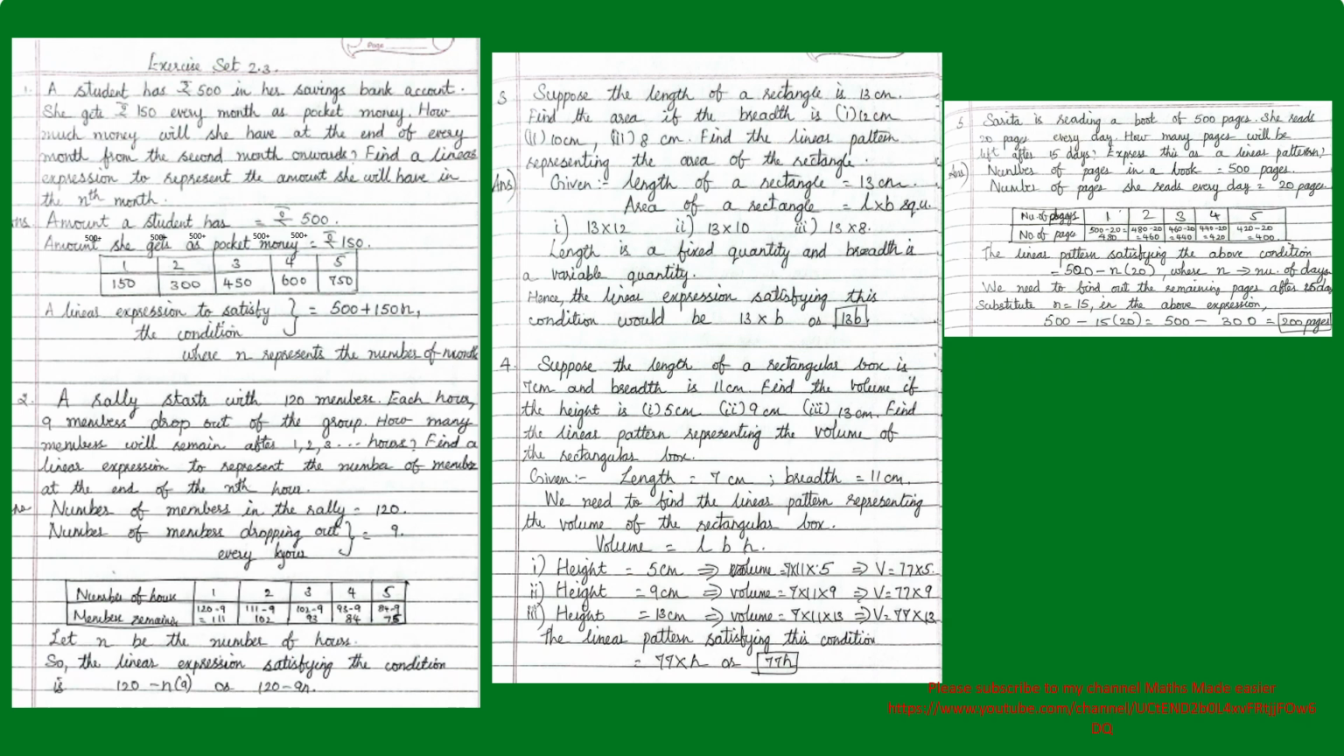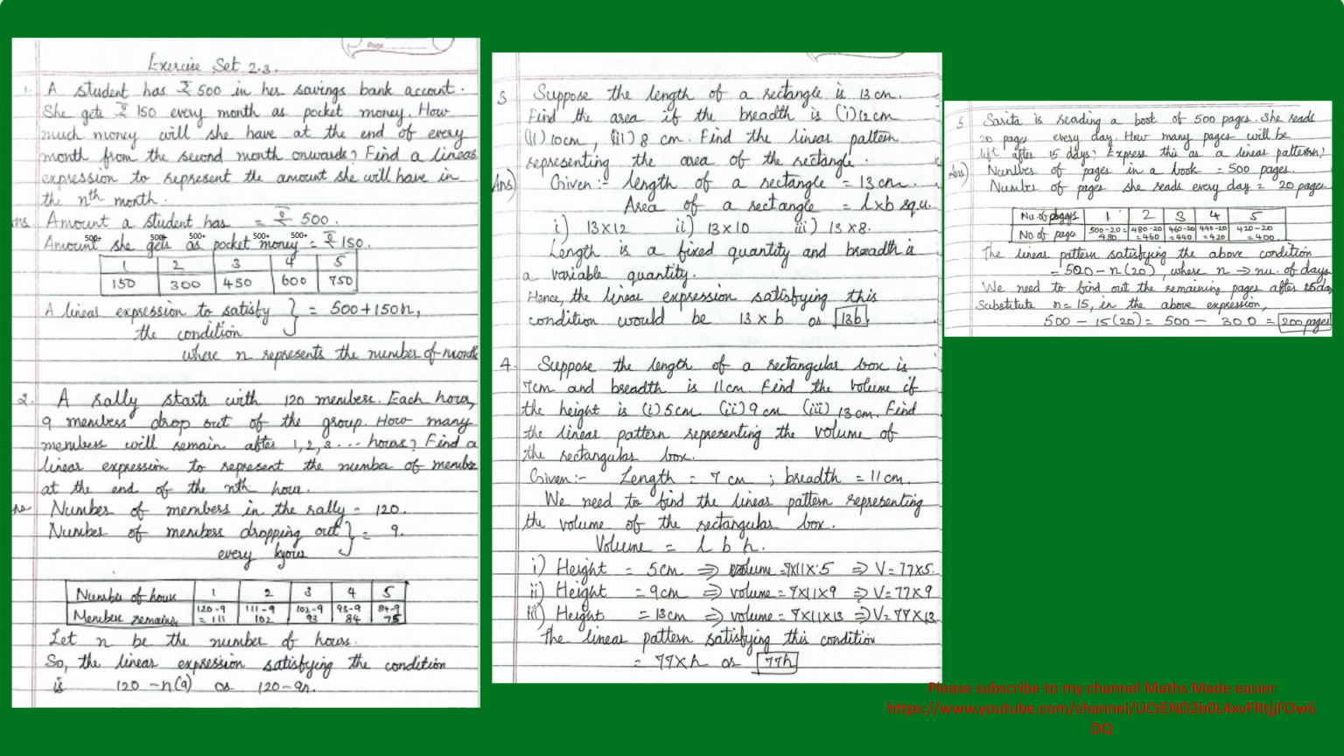So the initial number of members in the rally is 120. This is a constant amount. This is not going to change. That is the number of members at the beginning of the rally. The number of members dropping out every hour is equal to 9. So at the end of the first hour, second hour, third hour, as per the tabular column, we can make out how many members are remaining after the third hour, fourth hour or fifth hour.